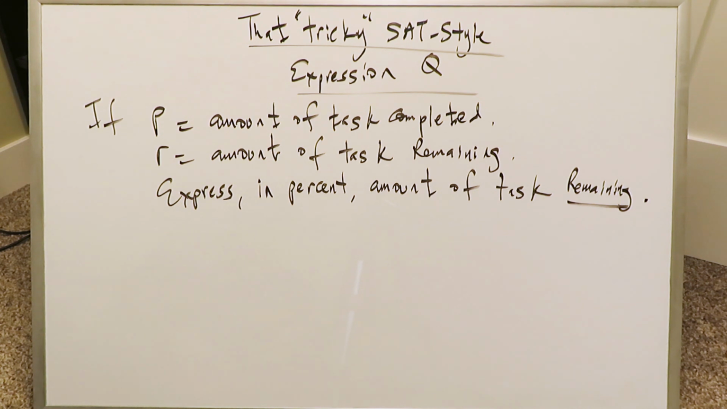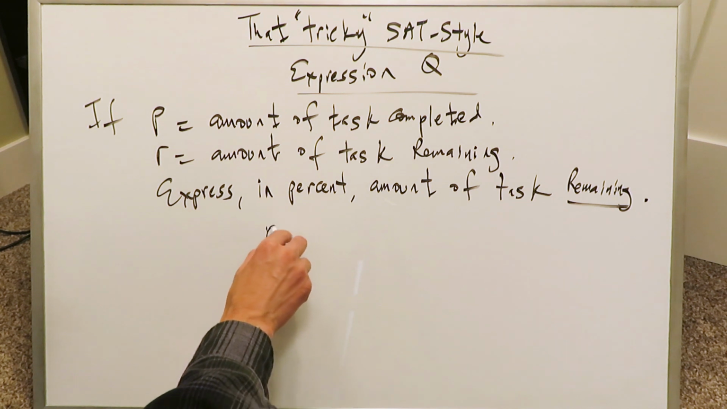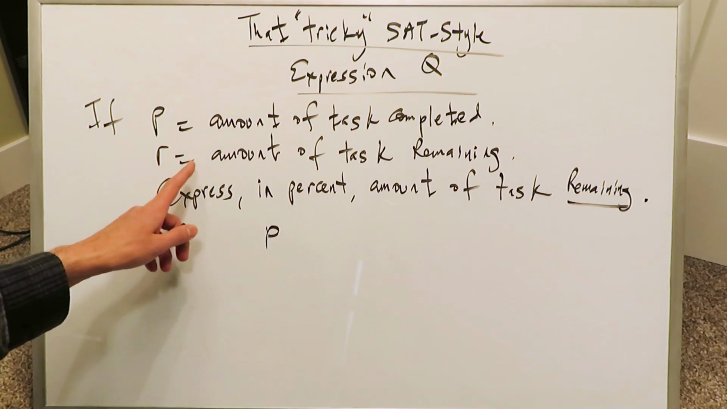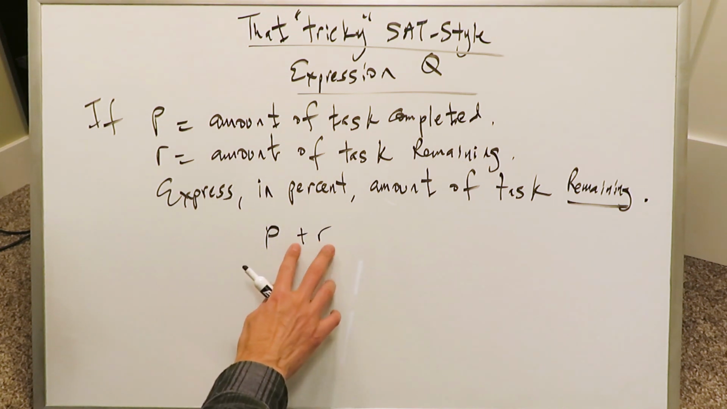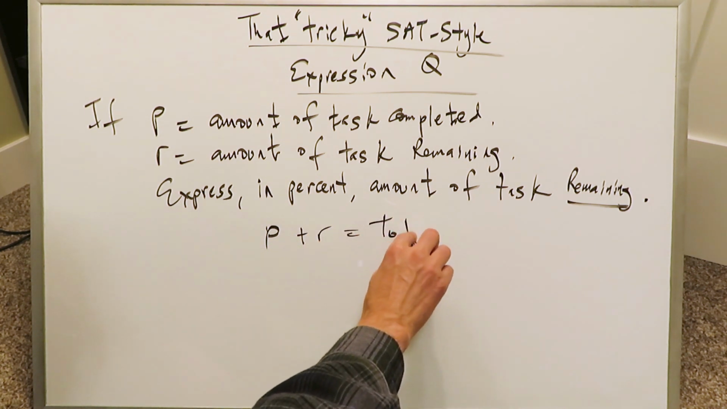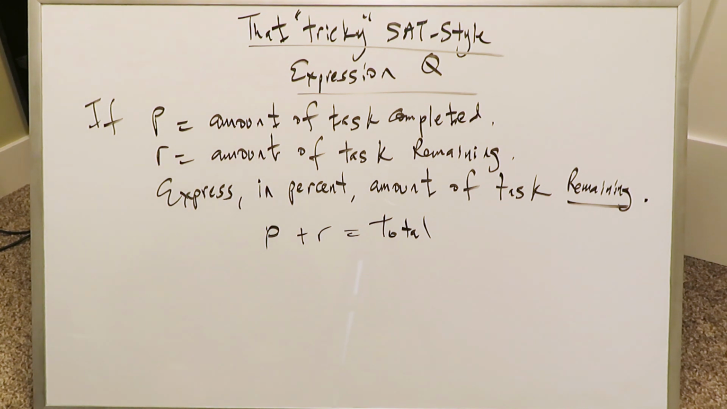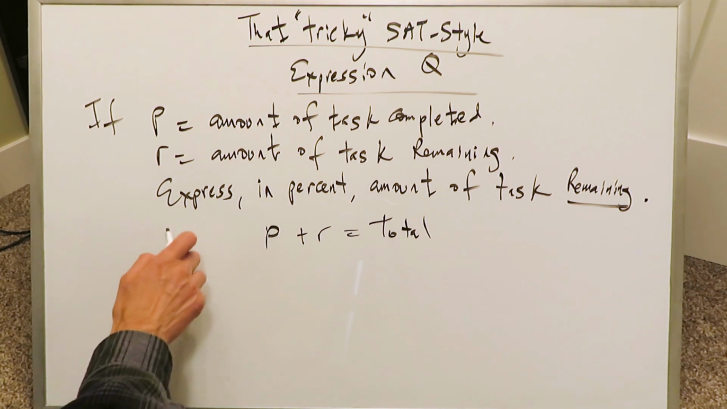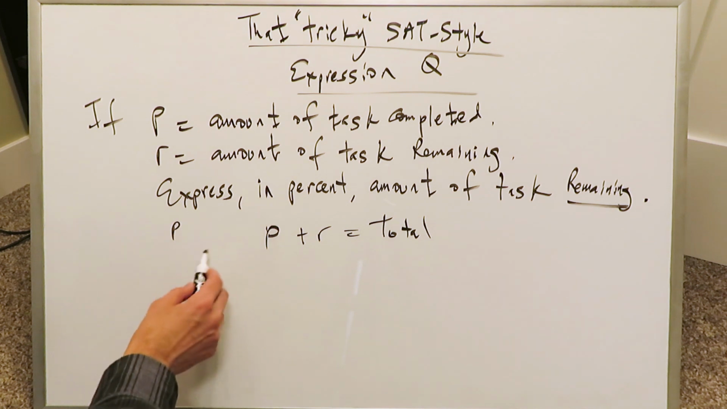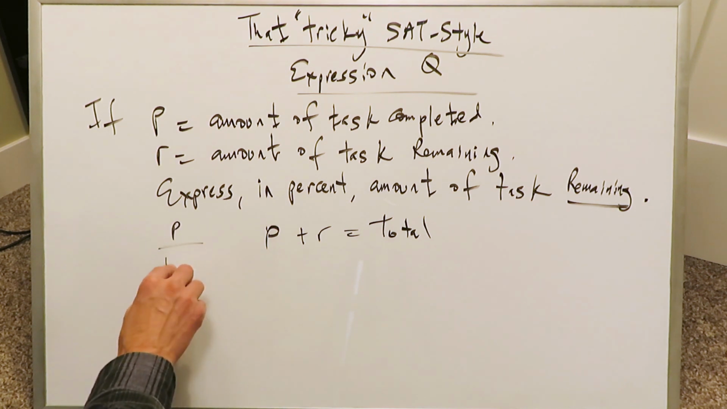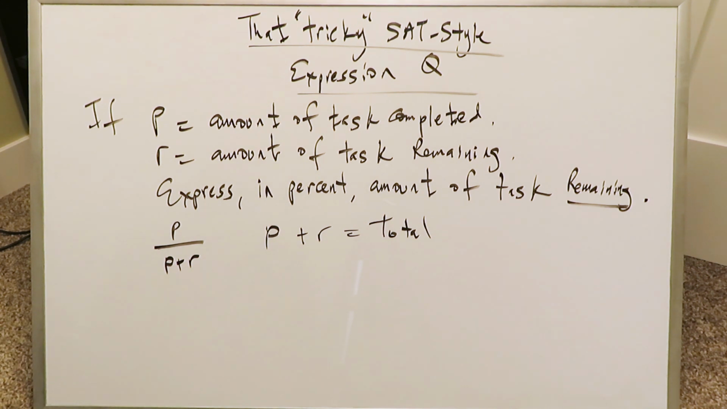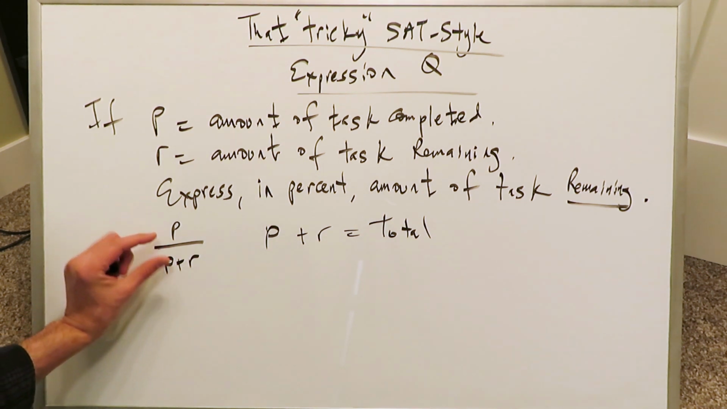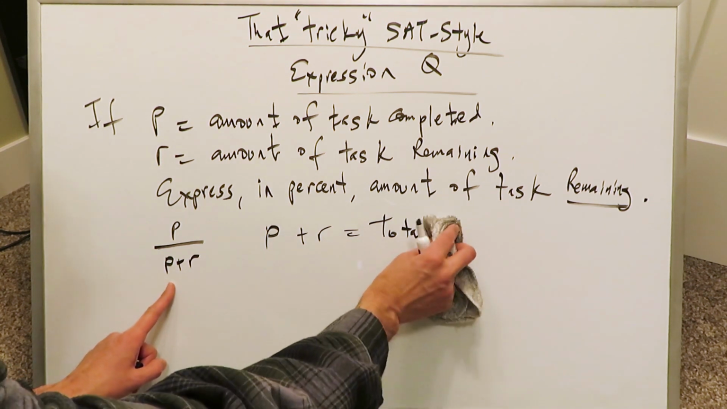How can you go about doing this? Well, look at what you have and think logically. If P represents the amount of task completed, and R is the amount of task remaining, then you know P plus R, what you've completed plus what remains, represents the total of that entire task. When you're looking at a percentage, you're looking at what you have divided by a total. What you have is really P, and the total here happens to be P plus R. That is what is demonstrated so far with regards to an expression: the amount of task completed divided by the total amount of that task.